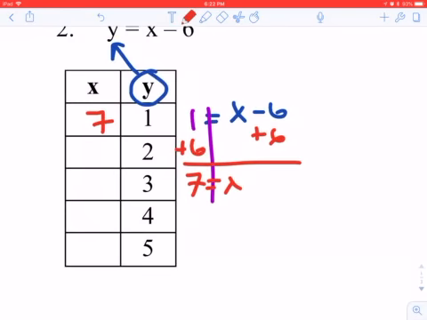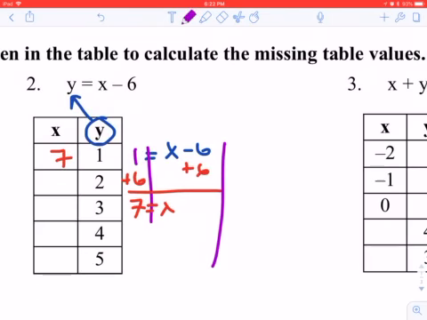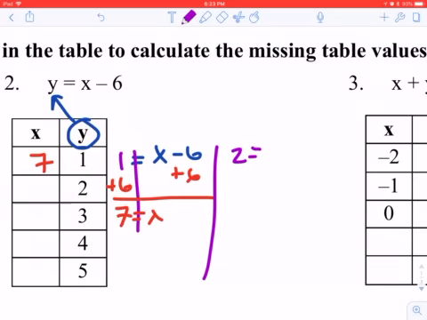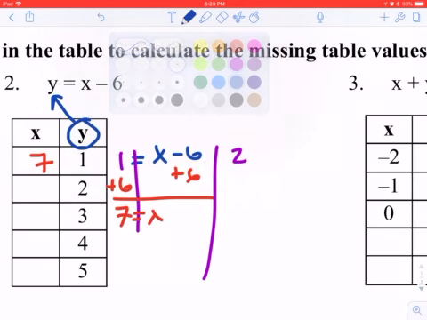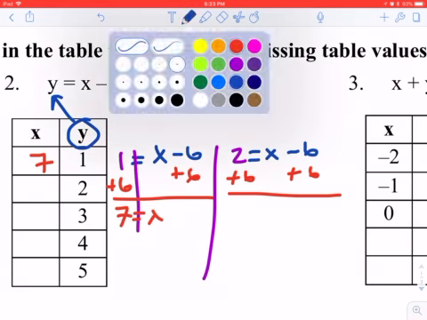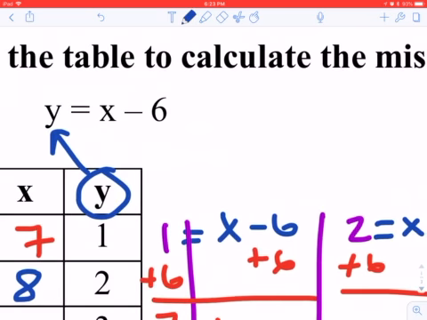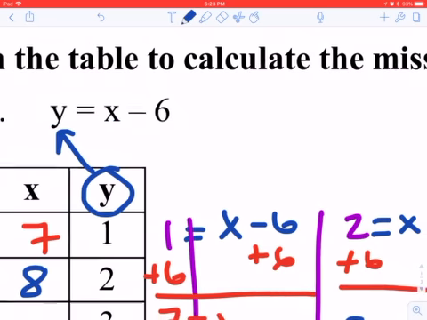And then now let's do another one. Let's do when y is equal to 2. So I get 2 is equal to x minus 6. Again, I'm going to add 6 to both sides. So I'm going to get 8 is equal to x. So when x is 8, y is 2. Again, if you're to check, you put an 8 up here and a 2 there, because y is 2, x is 8. 8 minus 6 is equal to 2. That means you know that you did it correctly.